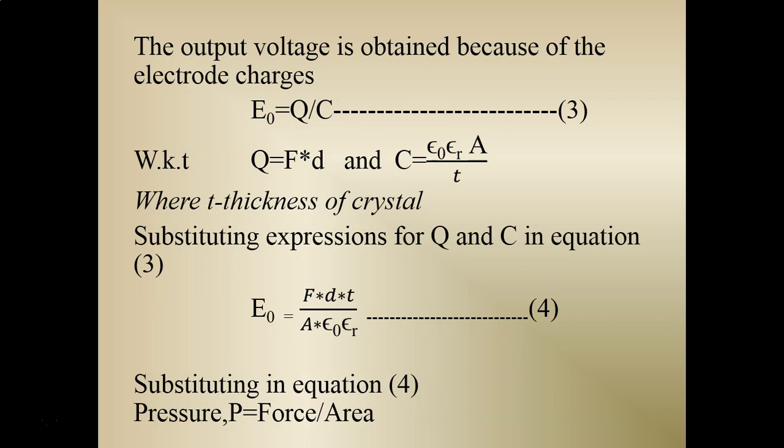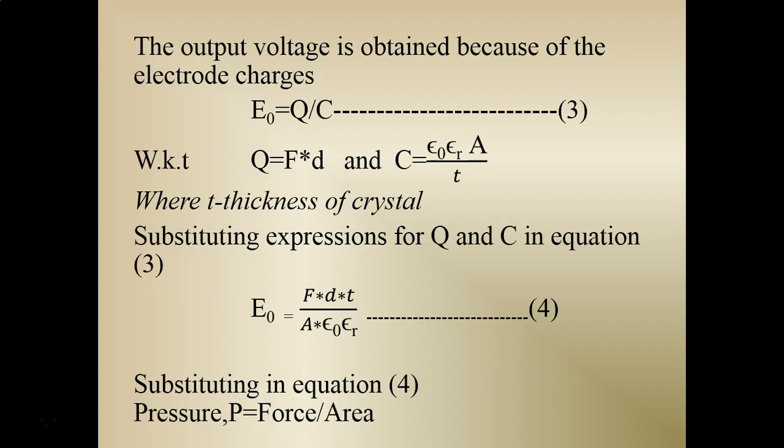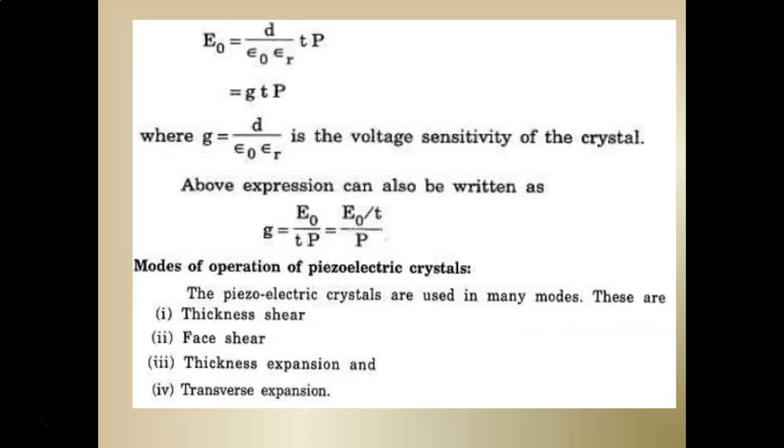We know that force by area is pressure, so instead of F by A, we substitute P. So we get D by epsilon naught epsilon R into T into P. D by epsilon naught epsilon R is given as the voltage sensitivity of the crystal, so instead of D by epsilon naught epsilon R, we substitute G. So the output voltage E naught is given by G T P. It can also be rewritten as G equal to E naught divided by T P, or E naught by T divided by P.